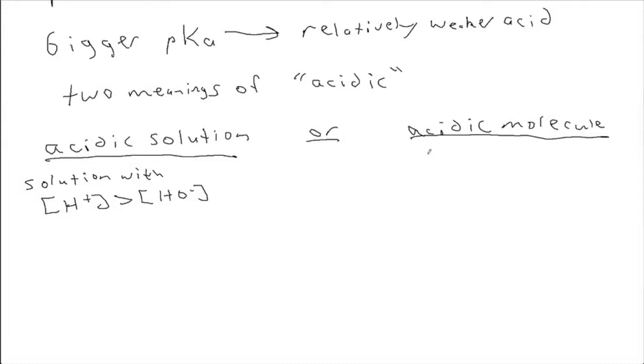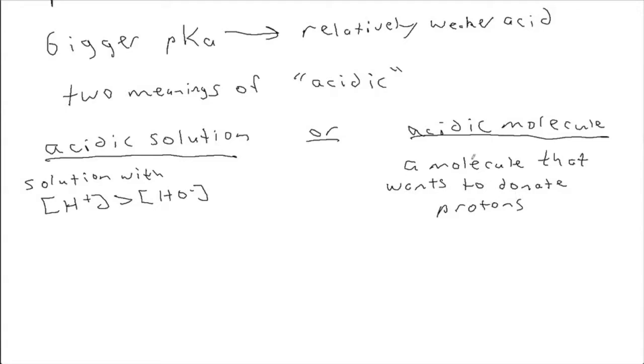What's the definition of an acidic molecule? An acidic molecule is a molecule that wants to donate protons. The more it wants to donate protons, the more acidic it is. So you see, these are just two different meanings of acidic. If you say the solution is acidic, you mean it has more protons than hydroxides. If you say a molecule is acidic, you're saying it wants to donate protons. So you have to keep in mind the word acidic has two different meanings.